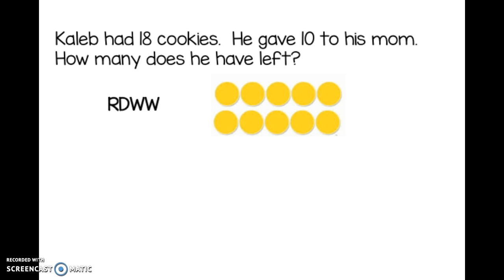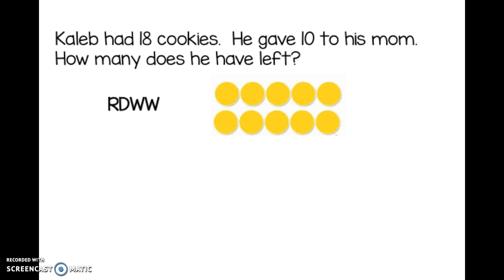5-group drawing is a very important kindergarten skill that you will be using in 1st grade and 2nd grade. So when you draw these 18 cookies, you need to draw them in 5 groups. Then you're going to show a strategy of how many he gave to his mom to answer how many he has left.